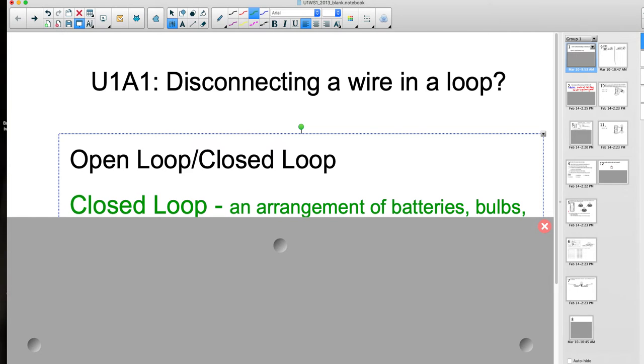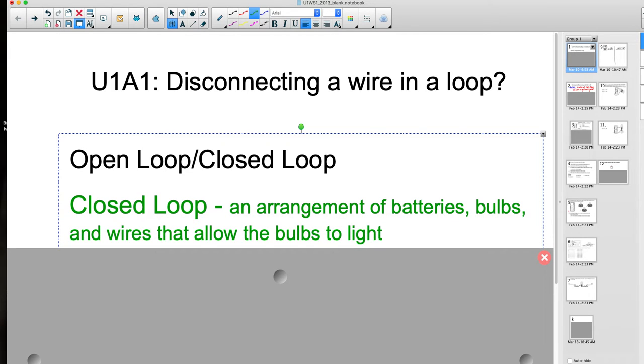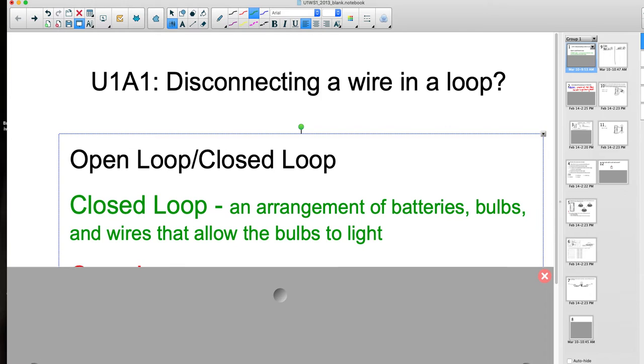A closed loop is an arrangement of batteries, bulbs, and wires that allow the bulbs to light. There can be no breaks in the loop for that to happen. It has to be a continuous loop of conductive material in order for the bulbs to light, and both ends of the battery pack have to be part of the loop.